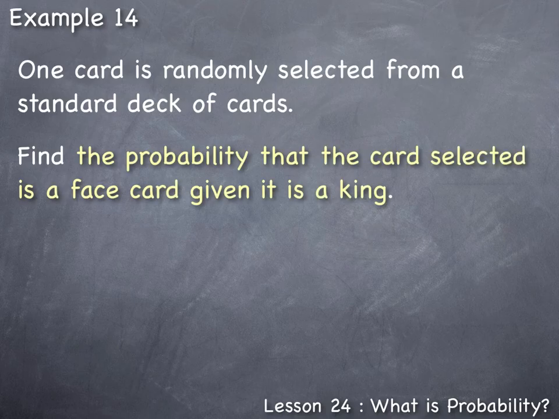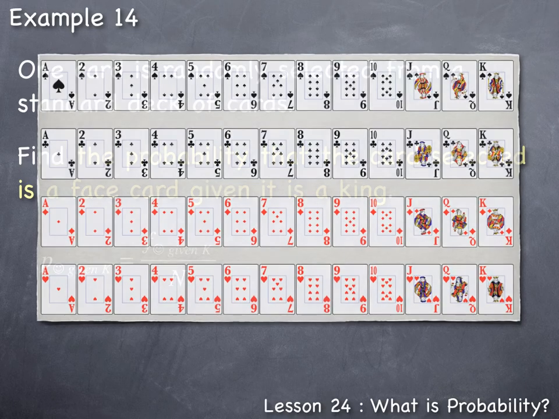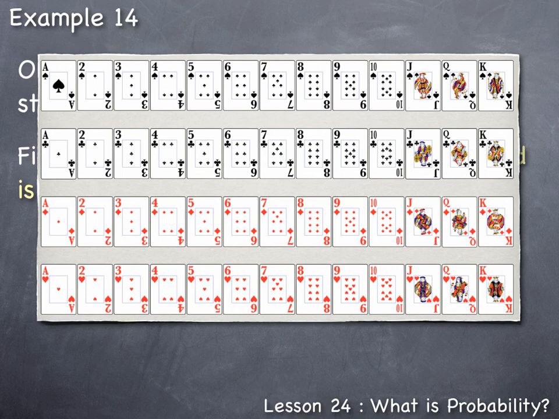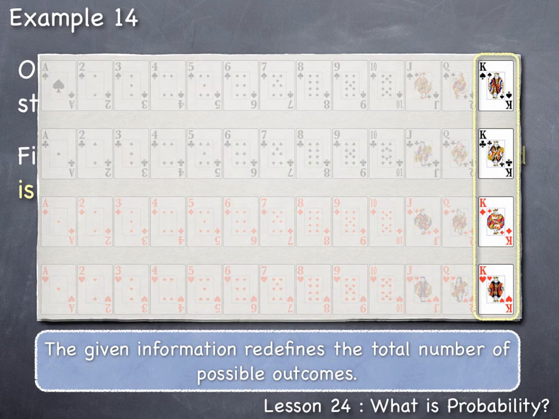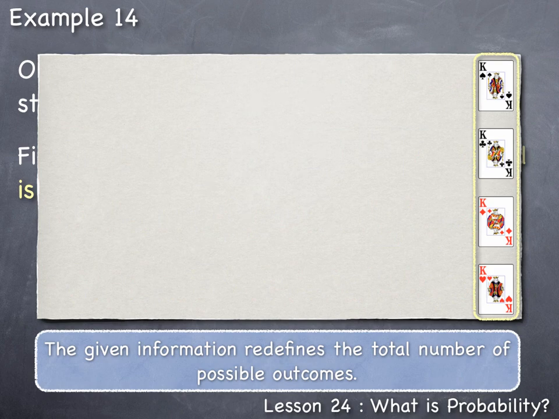Well, to find the probability that the card selected is a face card, given it's a king, we need to count the number of face cards out of the total number of kings in the deck. Because even though the randomly selected card was out of the 52 total cards in the deck, when you're given information that it's a king, all we know is that the card is a king. So this given information redefines the total number of possible outcomes. So instead of basing the probability out of the total of 52 cards, we're basing the probability out of the total number of kings, that is the given information.